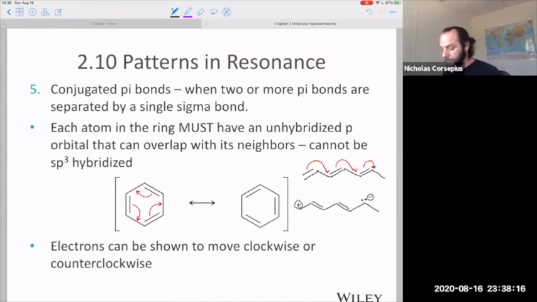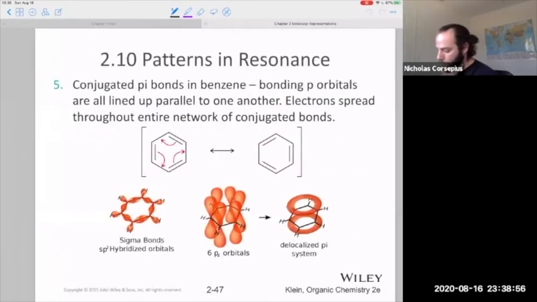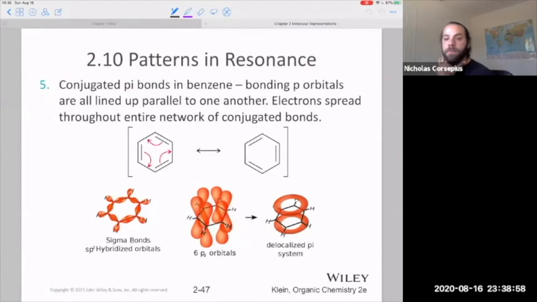And again, by conjugated, it means that you have pi bonds that are separated by a single sigma bond. Okay, and again, the important feature here is these p orbitals that are located right next to one another, right? So this is a breakdown of this molecule. This is actually a pretty famous organic chemistry molecule. This is benzene. We actually won't spend a ton of time on this until second semester, but we'll see it around.